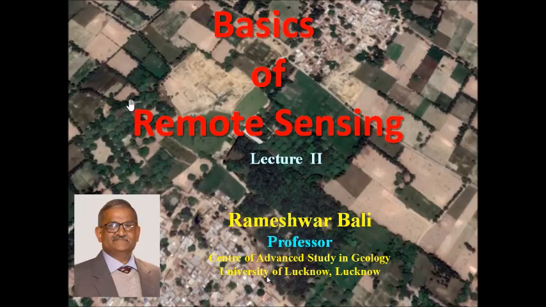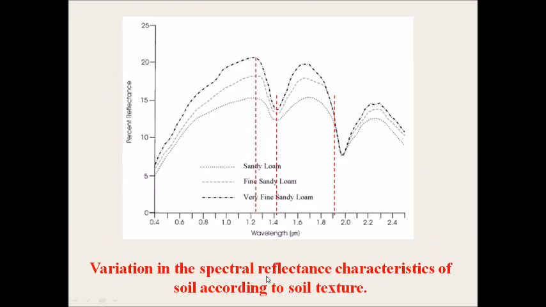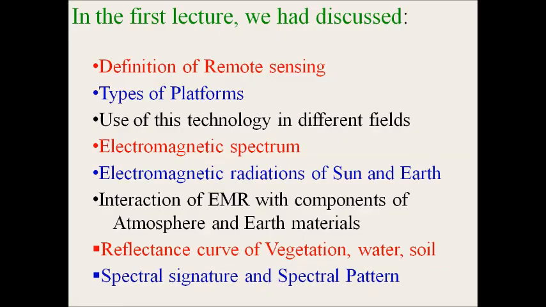This lecture is in continuation to my first lecture on basics of remote sensing. In the first lecture, we had discussed the definition of remote sensing, the type of platforms placed near to the earth, placed on the aircrafts, and then the spaceborne platforms. Then how this technology is useful to mankind, the different scientists of different fields as well as the social scientists.